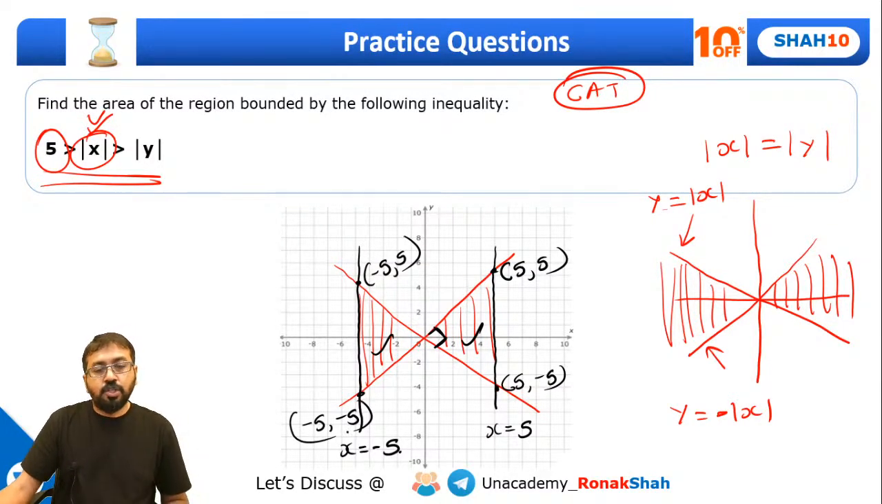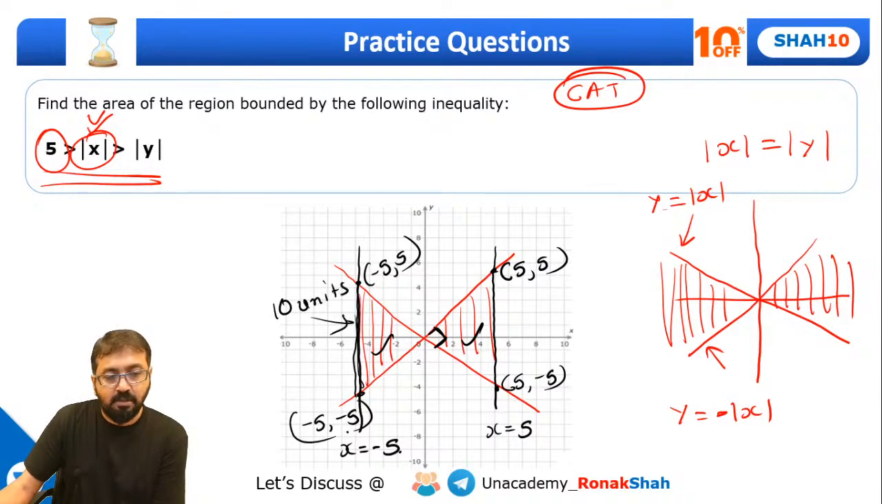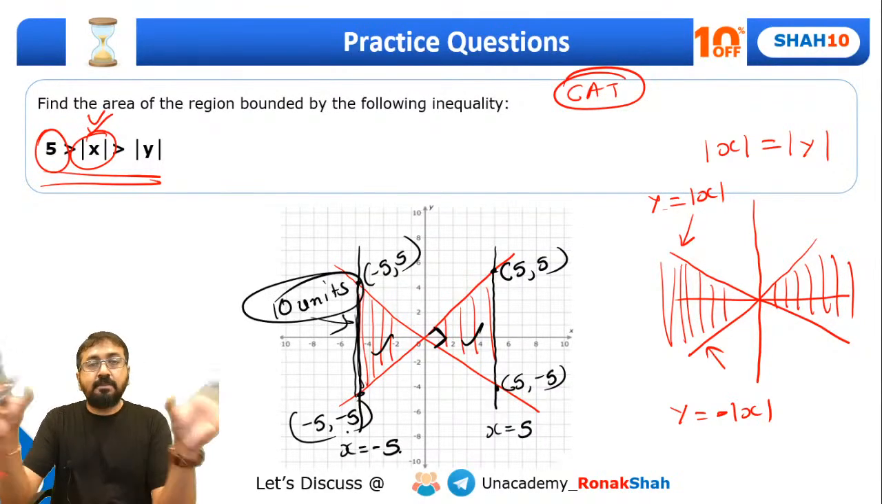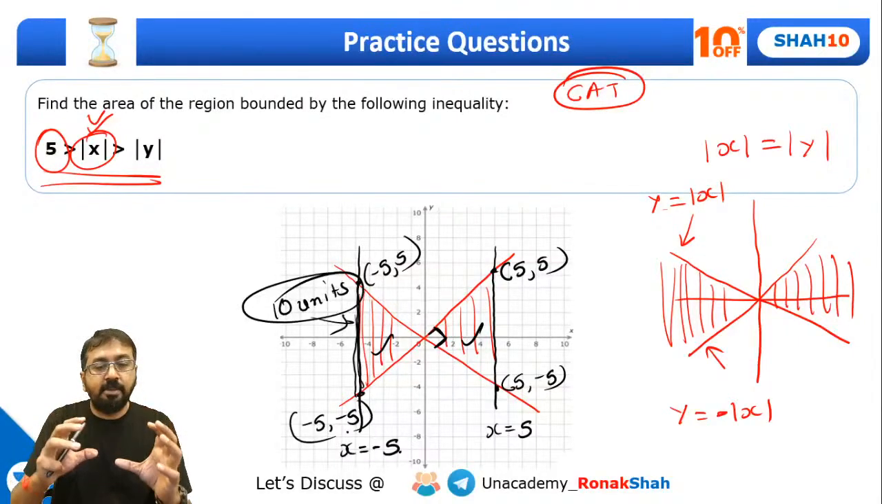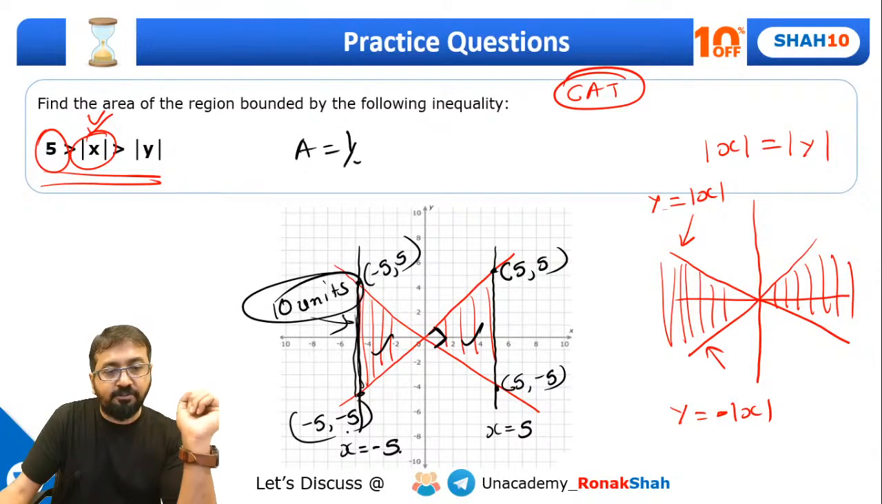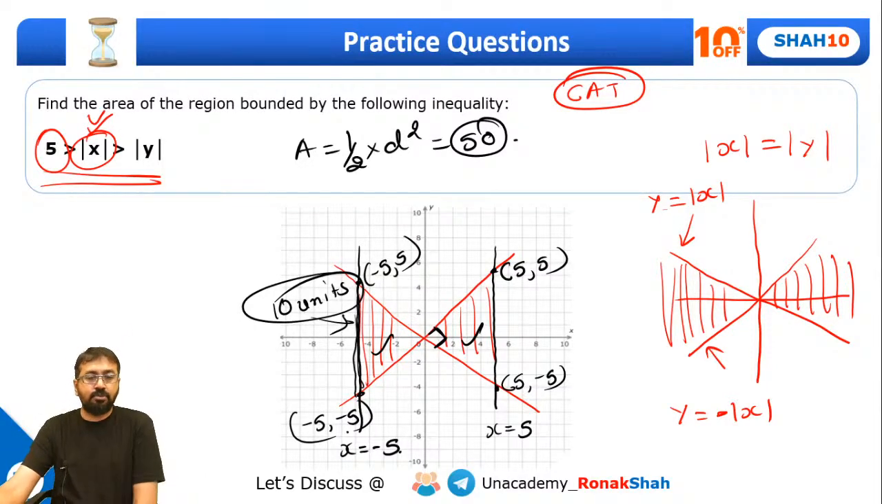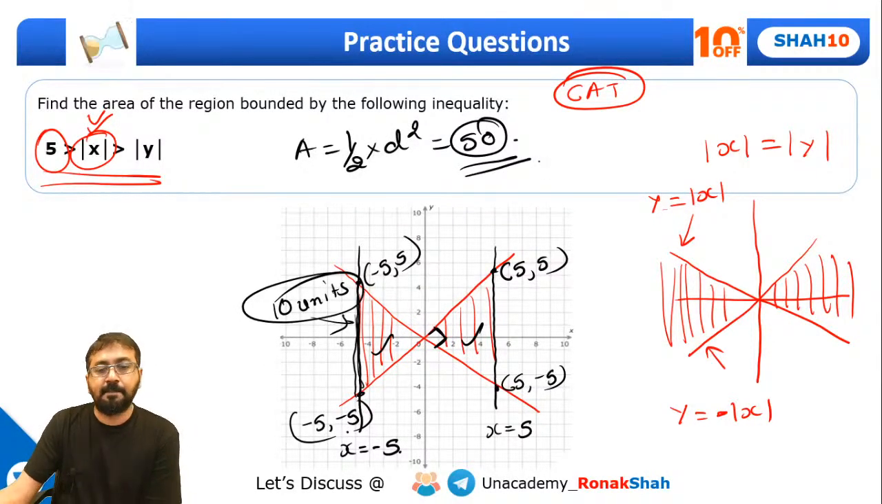Correct? So now you can easily make out that this diagonal is of 10 units. Do you all agree? 10 units diagonal. Yeah, and guys, if you club this two right angle triangles, it will be actually a square with diagonal 10 units. So area of square will be 1/2 into diagonal square. So the area will be 50 units if you actually calculate.